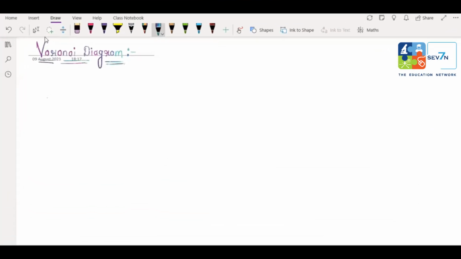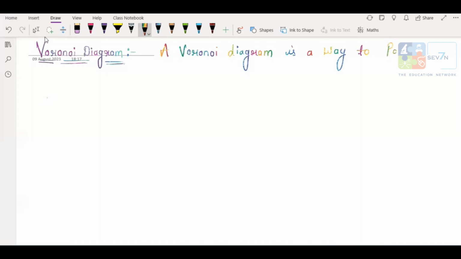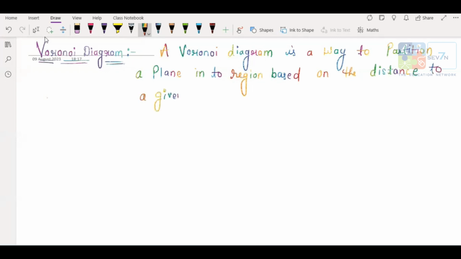Let's discuss what a Voronoi diagram is first. Actually, a Voronoi diagram is the way to partition a plane into regions based on the distance to a given set of points.